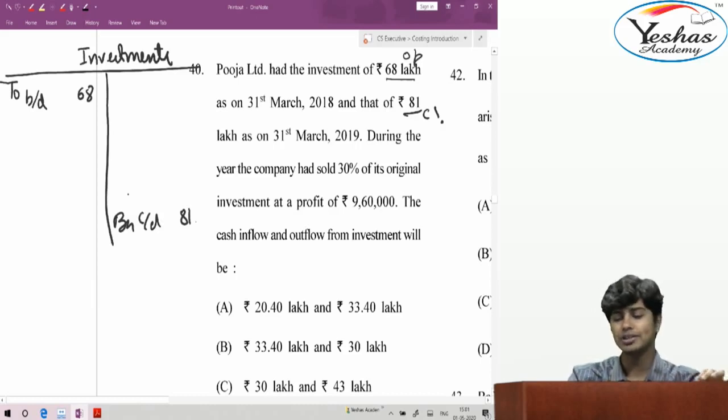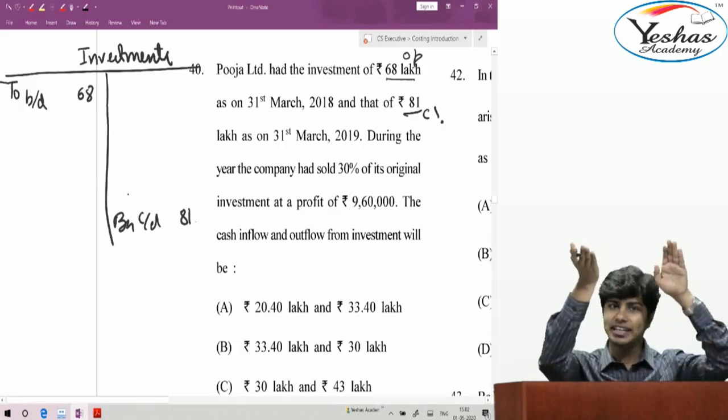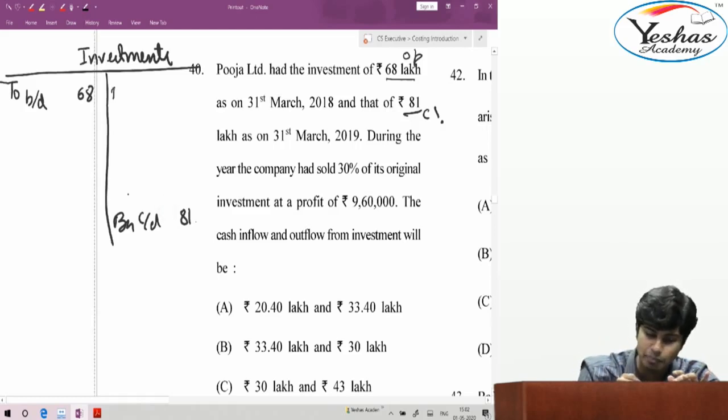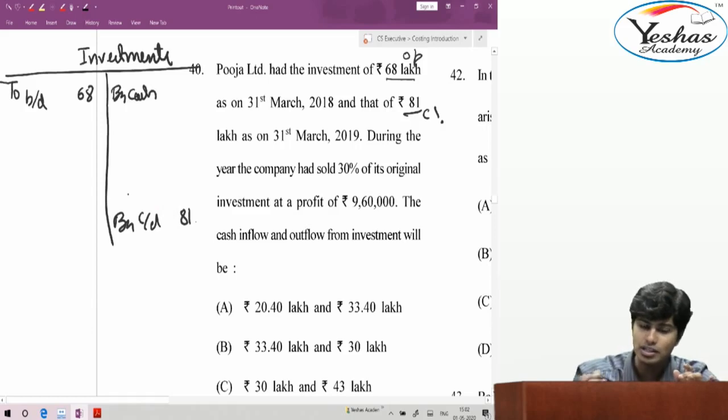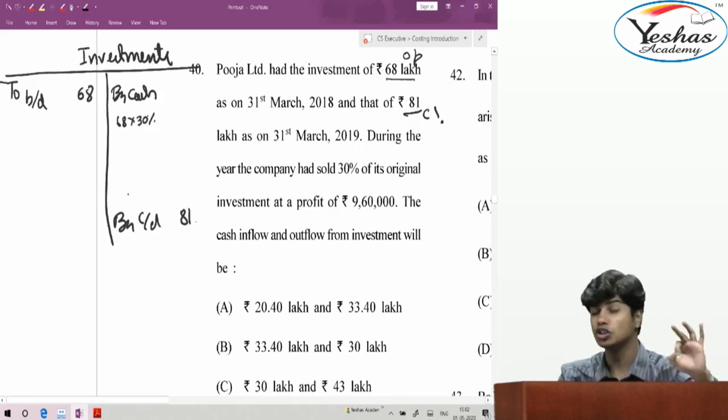During the year, company had sold 30% of its original investments. When the investments are sold, you receive cash, it's a cash inflow. Cash account should be debited and investments account should be credited. Why? Cash is an asset increasing, debit; investments is an asset decreasing, credit. So the journal entry will be cash to investments. In investments, I'll write by cash. So how much of it is sold? 68 lakh into 30%. 30% of your original holding of 68 lakh. Done. That is the cost of the investment sold.